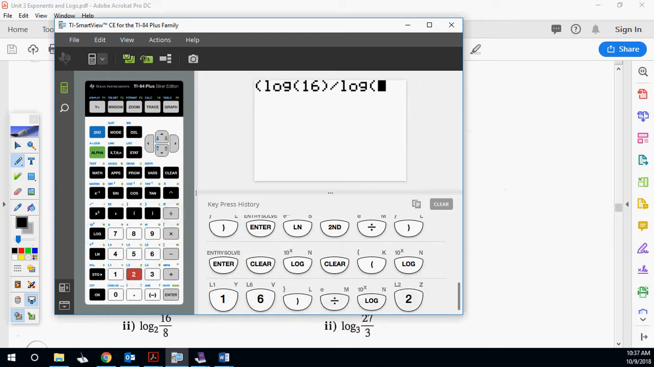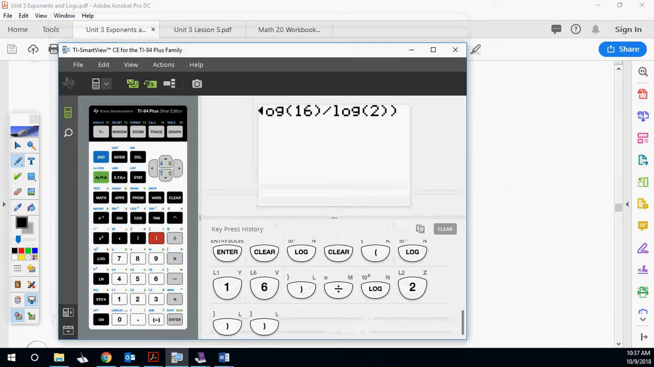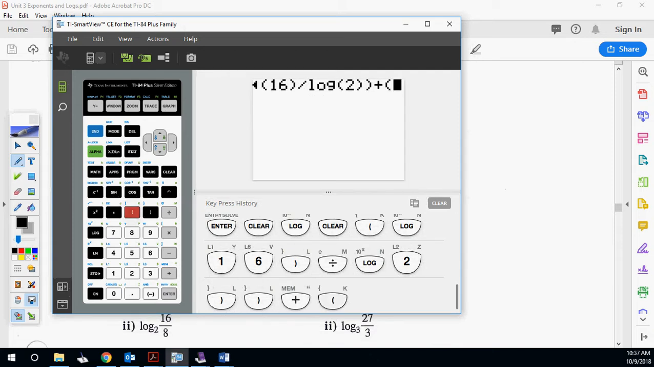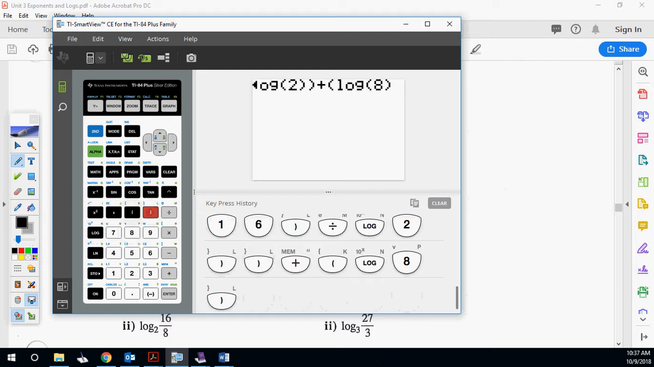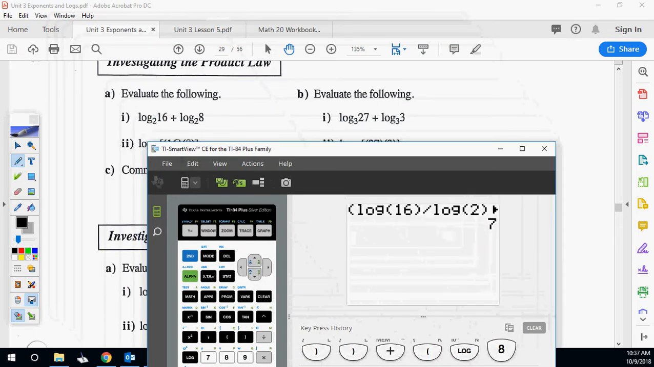I just have to do the change of base on mine. Some of your calculators do that for you. If yours does it, you can just do it on your own. Okay, so that's the first calculation. It's 7. All I did there, if you're lost on what I punched in, is change the base because the base is 2. So I did log 16 over log 2 plus log 8 over log 2, and I got 7.